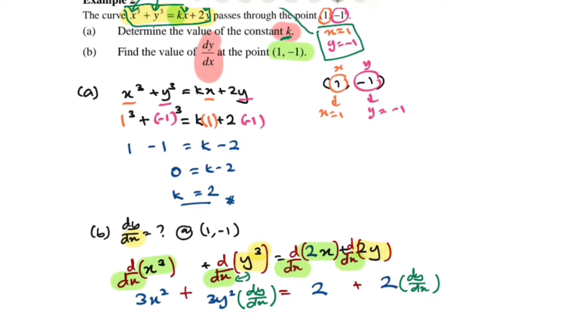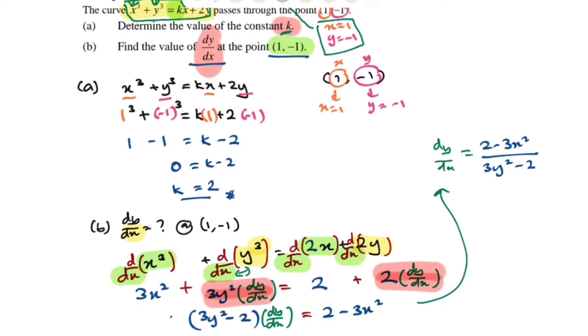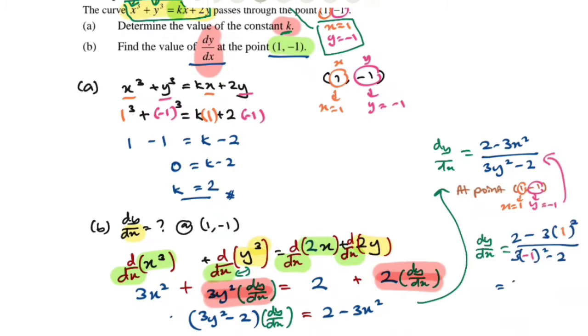Remember what's your next step? It is to combine all of the dy over dx terms to the left side and factorize it. Next, write dy over dx as the subject. Are we done yet? Not yet, because we want to find the value of dy over dx at the point (1, -1). Remember, (1, -1) is just a coordinate, so the value in front is just the value of x, and the value behind it is just the value of y. Just substitute your x and y. You will get -1 over 1, and the final answer is -1.